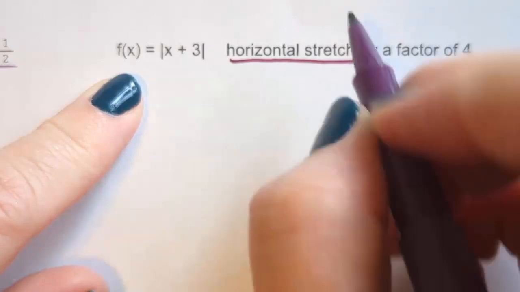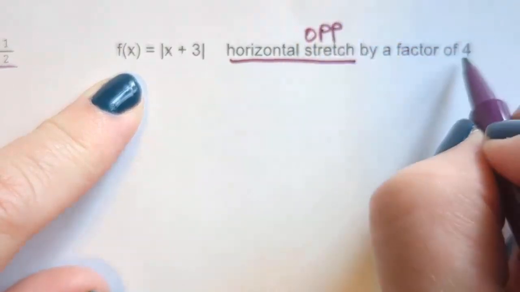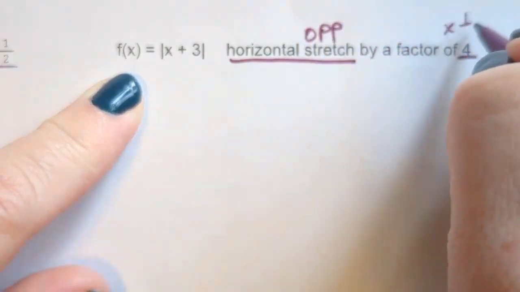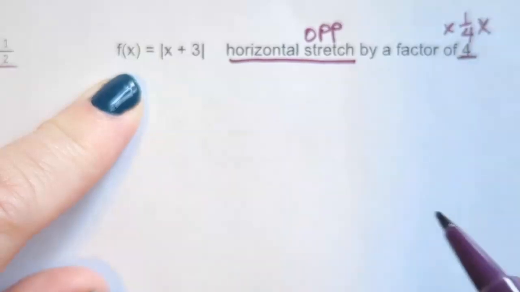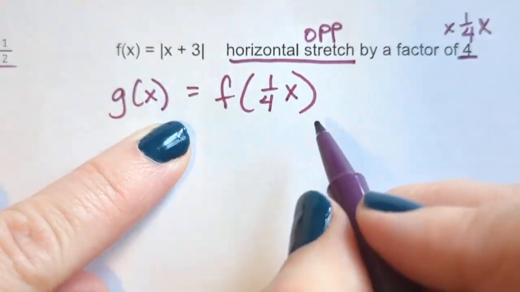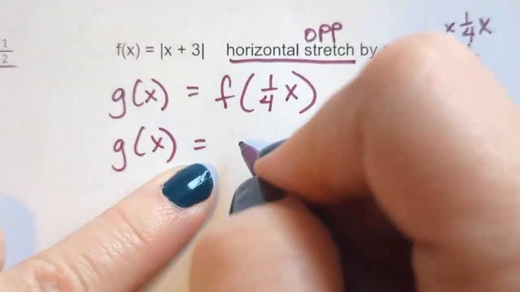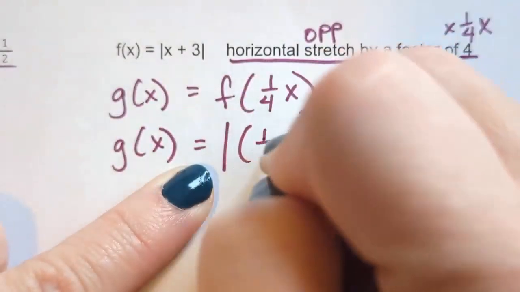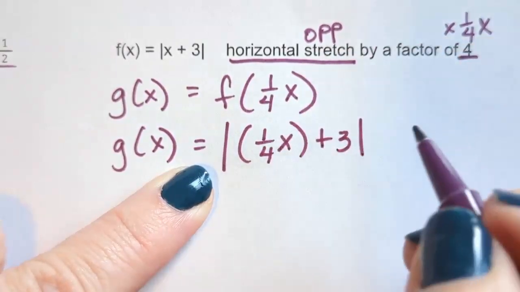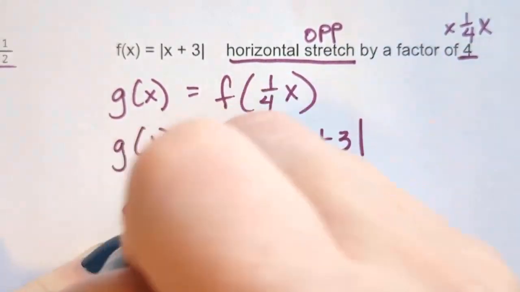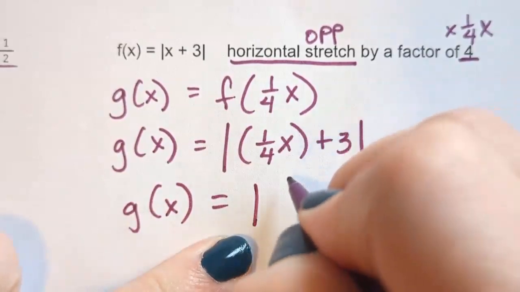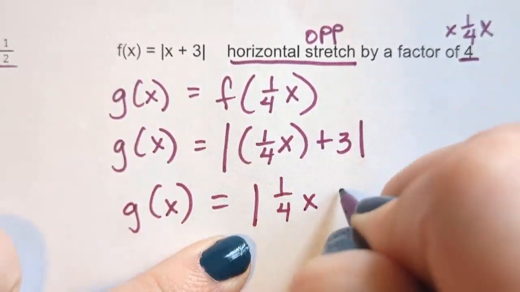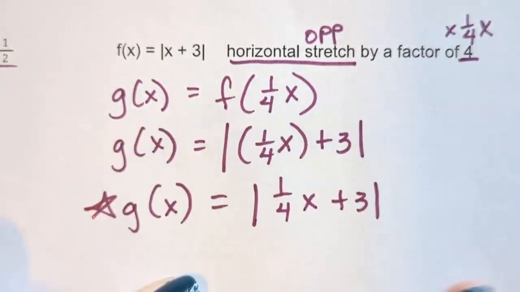Last one, horizontal stretch means it's going to be opposite. So it's going to be times 1/4. You're multiplying x by 1/4. So g of x is going to equal f of 1/4 x. So when I put this with my original equation, I'm going to get absolute value of 1/4 x plus 3. And then basically to simplify, it's just going to be the absolute value of 1/4 x plus 3. And that's our final answer.